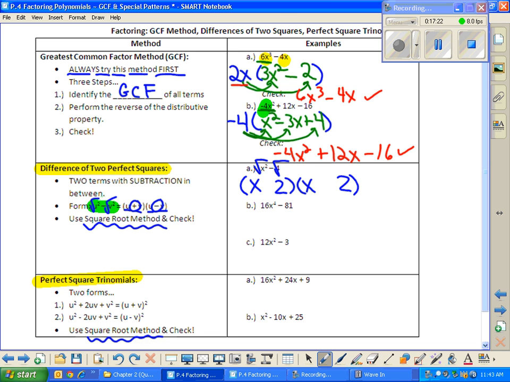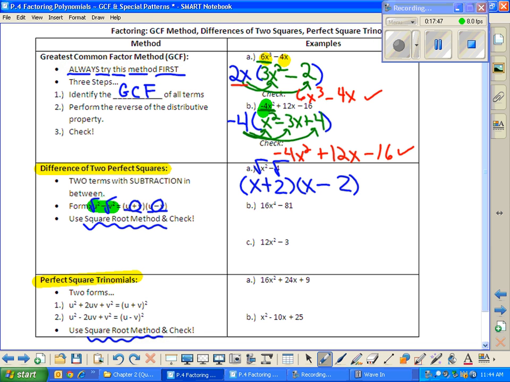If we keep in mind that we're supposed to be able to use the distributive property, which is FOIL, in order to get the original problem back out, I need this first sign to be a plus and this second sign to be a minus. Now if I FOIL that, x times x gives me x squared, negative 2x and positive 2x is 0, and then positive 2 times negative 2 gets me the negative 4 at the very end.